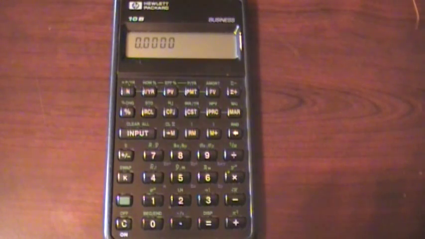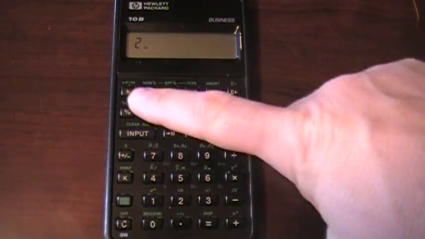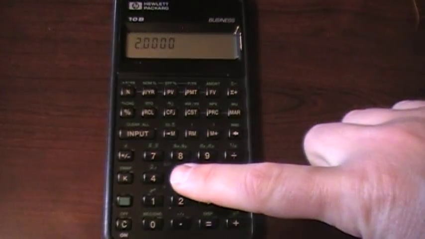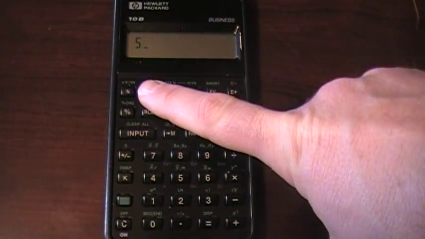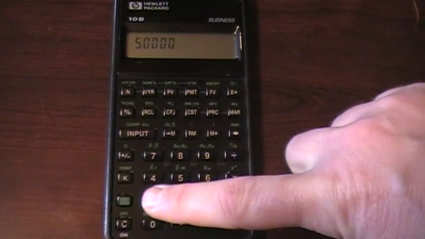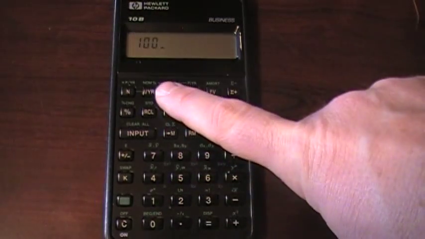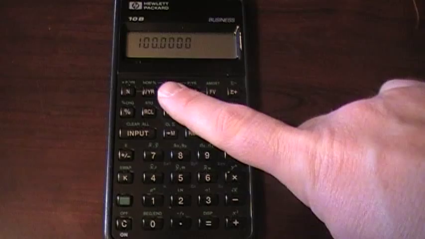Alright, let's look at a basic example. Suppose we want to see how much a $100 deposit would grow in 2 years at 5% interest. So we've got our number of periods is 2, our interest rate is 5, our present value is 100, and we're going to solve for future value. So we hit 2 in N, 5 as our I/YR, our interest rate, $100 for our present value.